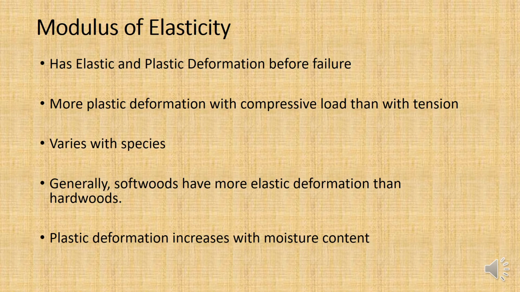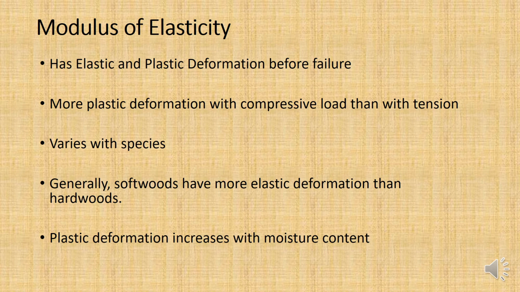Now we're going to go on to another property of wood, and we're going to look at the modulus of elasticity. We did modulus of elasticity with other materials. We looked at it with concrete, we looked at it with aggregate as well. Now we're going to look at the same property with wood. Remember, with modulus of elasticity, there are actually two kinds of deformation: elastic deformation and plastic deformation.